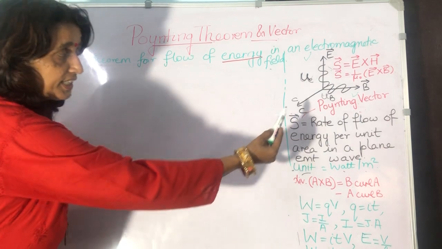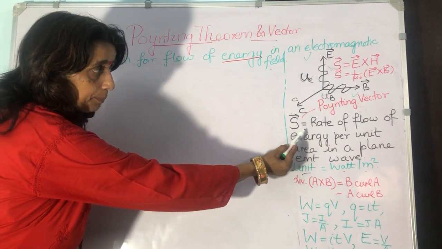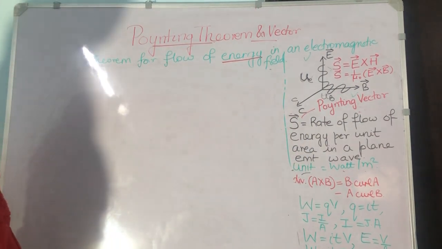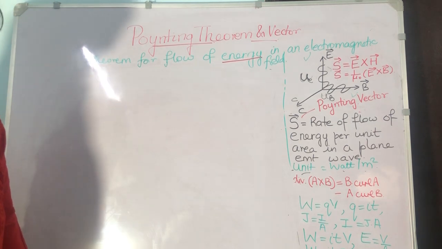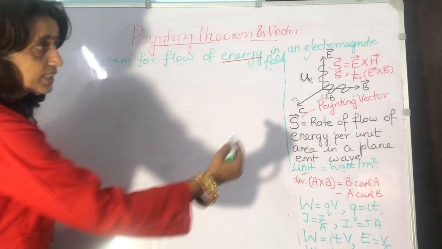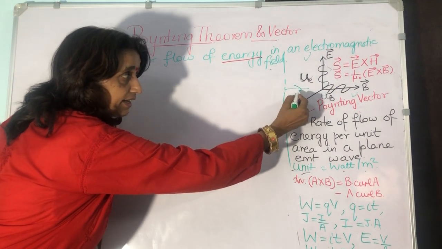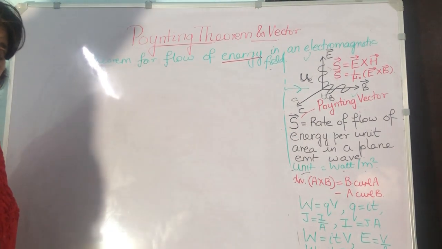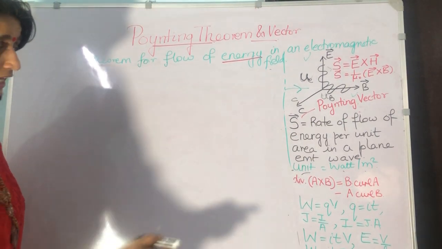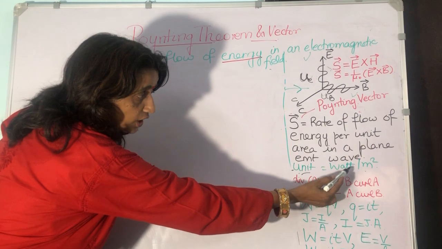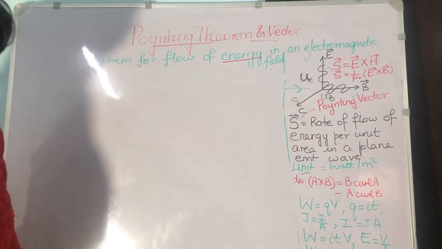So the Poynting vector S represents the rate of flow of energy per unit area in a plane electromagnetic wave. Its direction is the same as the direction in which the wave is traveling. Its unit is watt per meter square.